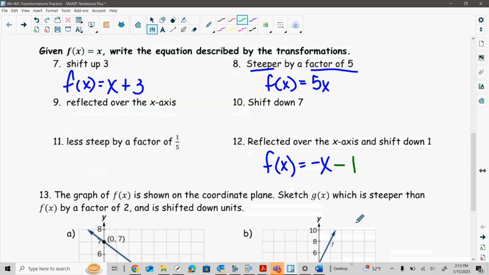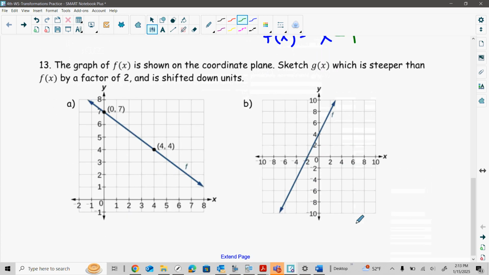All right. Now, on this next section, you're going to do some problem solving. It's going to be a multi-step because you want to look at the graphs to come up with our transformation. So it says the graph of f of x is shown, like on A, this is our graph of the line of the original function. They want us to sketch g sub x, which is steeper than the function by a factor of 2. So g sub x is the new function, and it says the factor 2 and shift down. And it's shift down units. I guess I'm going to shift down just 1 unit. I'm going to get some leniency on that.